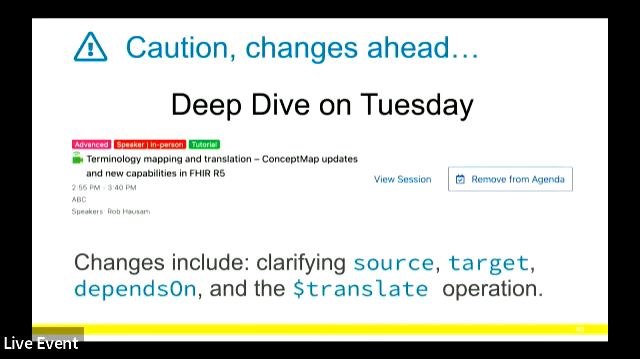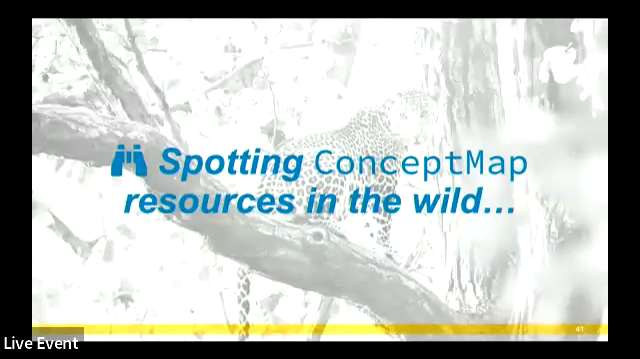So if you are fascinated by how ConceptMap worked and would like to understand for the future what's happening in R5, please come tomorrow to Rob Housem's talk, which is going to get into this in detail, illustrating the updates that are coming in R5. But for now, we're just going to illustrate how they work and where you might find some of them, because ConceptMap is not quite as common as ValueSet, for example.